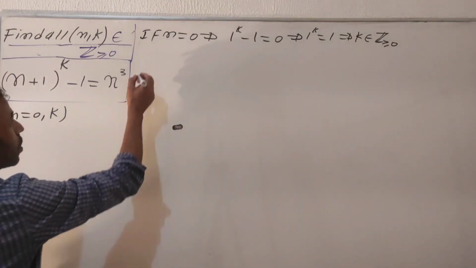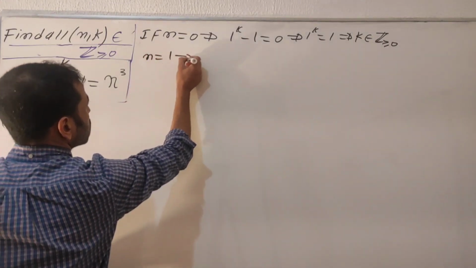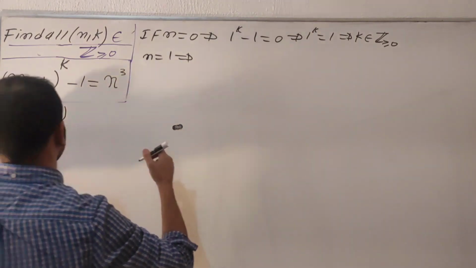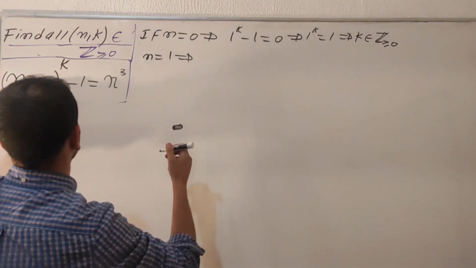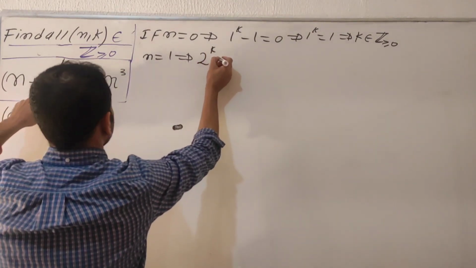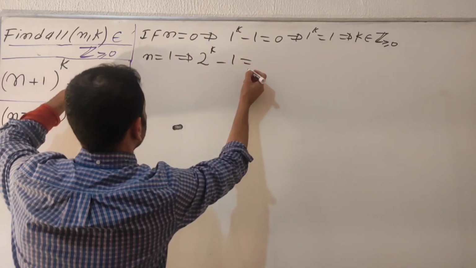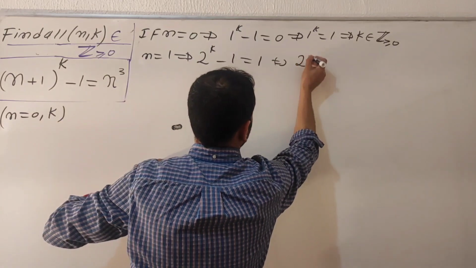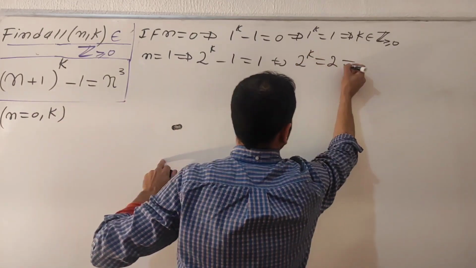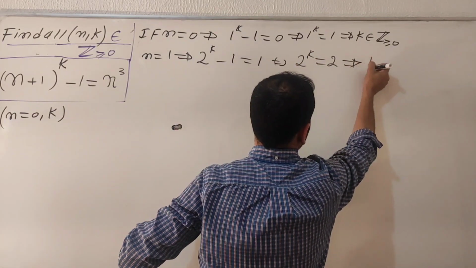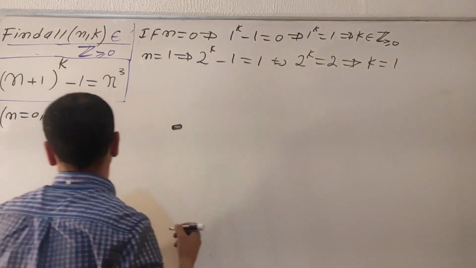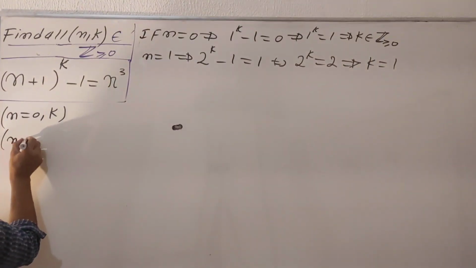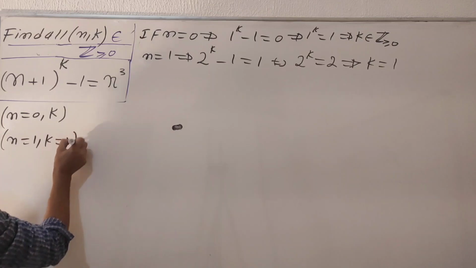Let's move on to the next value. n equals 1. I'm simply doing the same thing, replacing this into the equation. I get (1 + 1), which is 2, to the k, minus 1 equals 1. Taking 1 to the right, I get 2^k equals 2, which gives k equals 1. So we have the second solution: n equals 1 and k equals 1.